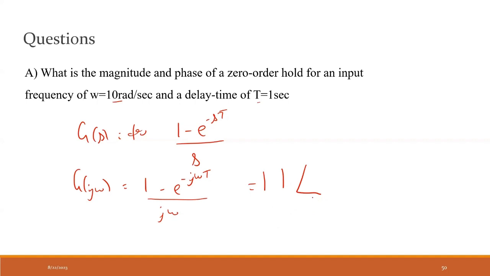This e power minus j omega t, we have to write it as cos of omega t minus j sine of omega t. It is not cos j, it is e to the power minus j omega t. It is cos of omega t minus j of sine omega t. Okay, so that you have to substitute.